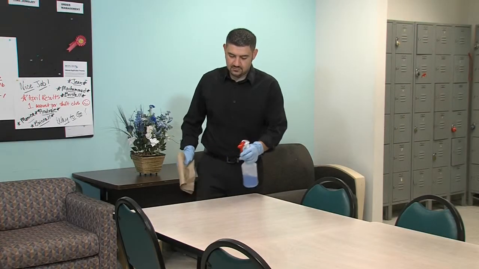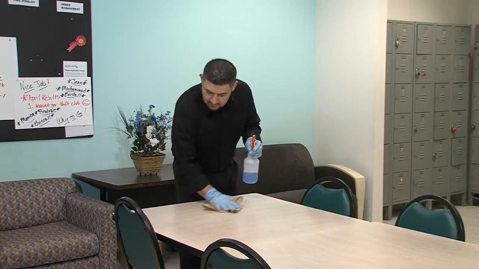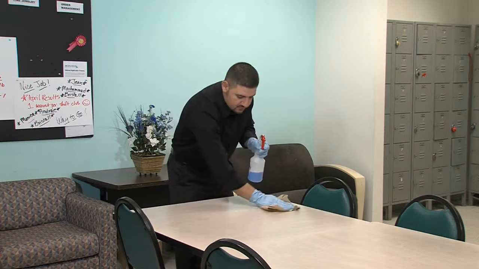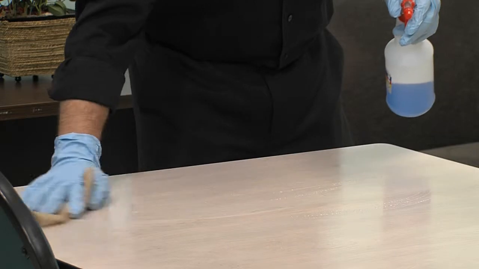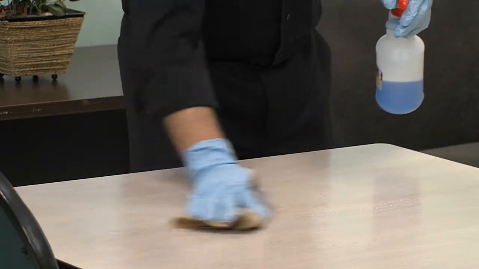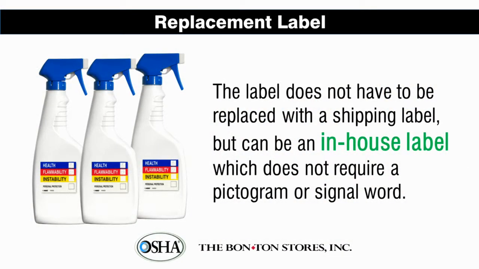It should be noted that a replacement label is not required if the temporary container is used solely by the associate who did the transferring, and if the container is emptied at the end of the associate's shift. Also, the label does not have to be replaced with a shipping label, but can be an in-house label, which does not require a pictogram or signal word.